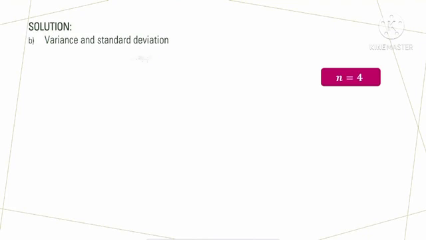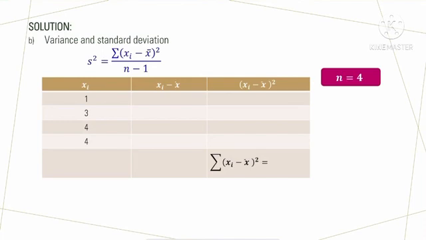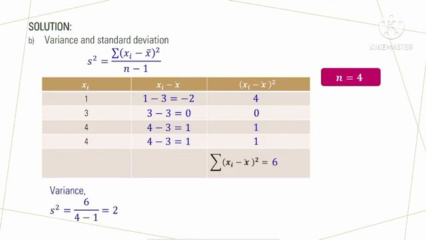We will use this formula to find the variance. We calculate the sum first by using this table, where x sub i is the given data. Now subtract all the data with mean 3, then square all the values, and the total equals 6. Substitute into the variance formula and the answer is 2. Then the standard deviation is the square root of variance and the answer is 1.414.